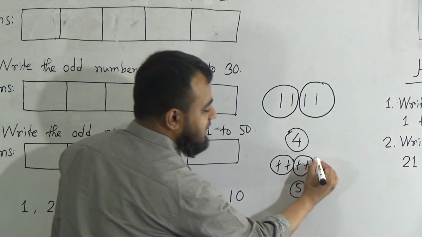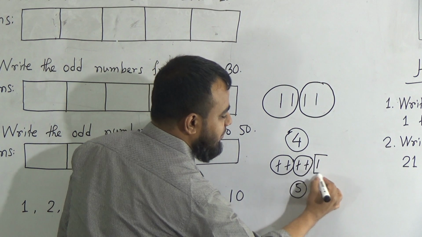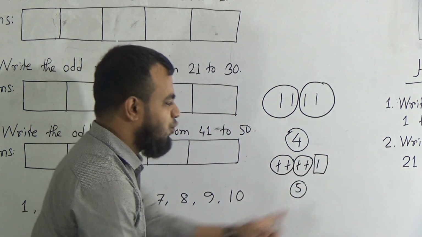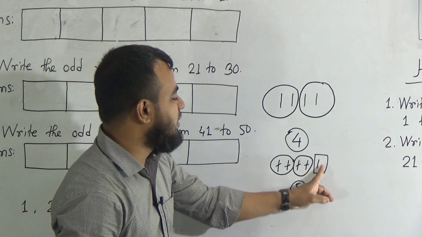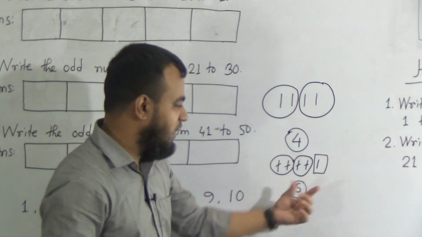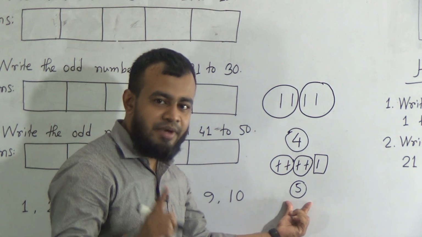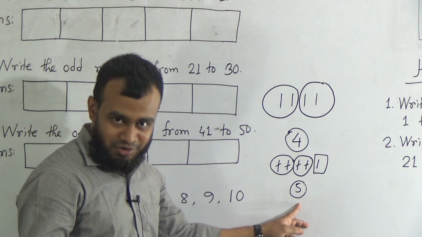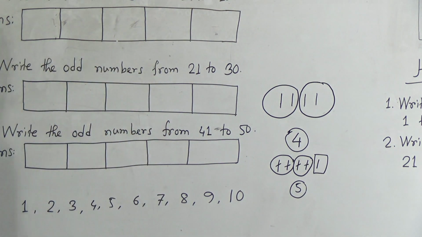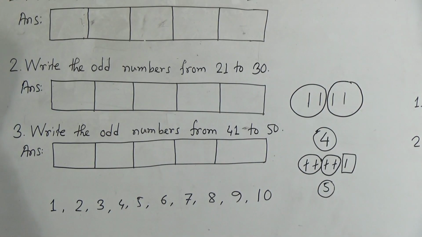But look, this stick can't make a pair because this is only 1. To make a pair we need two things, right? So this one can't make a pair, that is why 5 can't make pairs. So we can say that 5 is an odd number. Like this, 1 is only one stick. 1 can't make a pair, that is why 1 is an odd number.